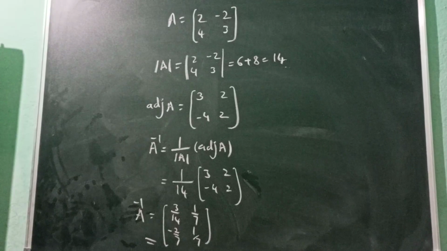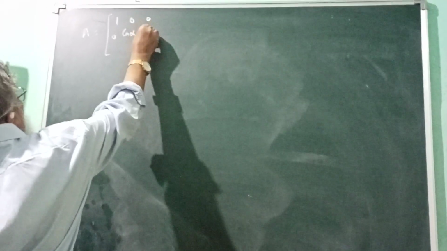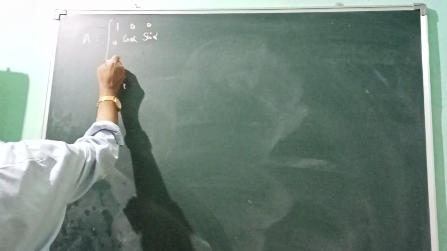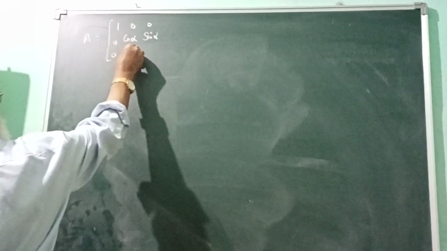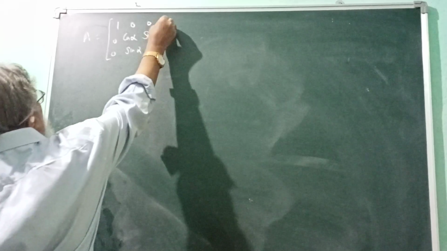Now, let us find the inverse of a third order matrix. Find the inverse of the matrix with rows 1, 0, 0; 0, cos alpha, sin alpha; 0, sin alpha, minus cos alpha. This is the third order matrix. Let us find the inverse of it.